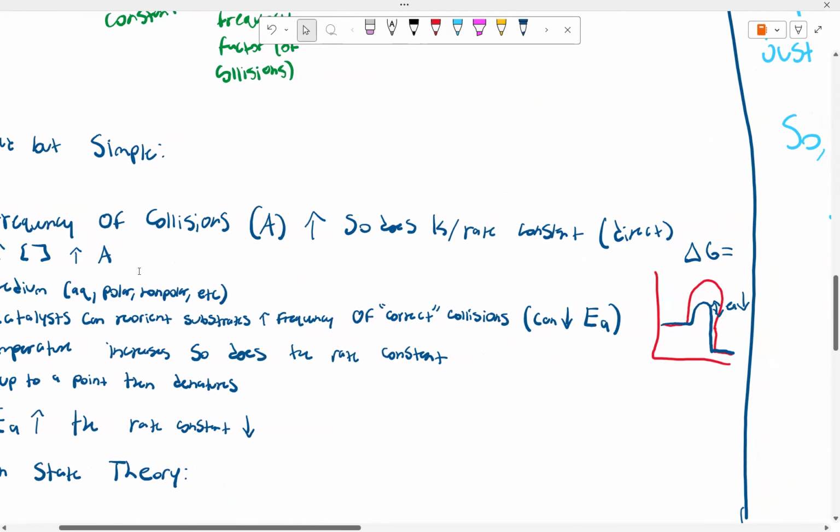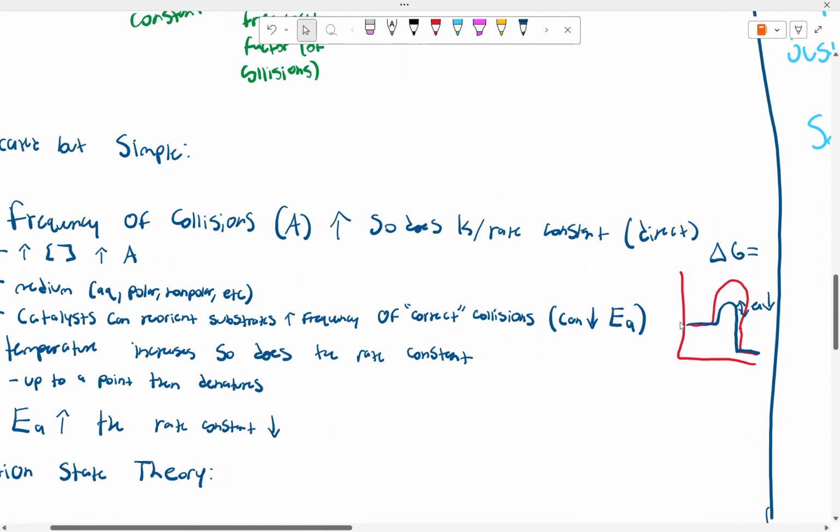What I have over here is a reaction coordinate with increased activation energy when there's no catalyst. So it's like a really big mountain, hump, or hurdle to overcome. Whereas if you have a catalyst that reorients the compounds in a way that makes it easier for them to collide correctly, it decreases the activation energy. It's easier to reach that transition state. That's another way you can think about it.